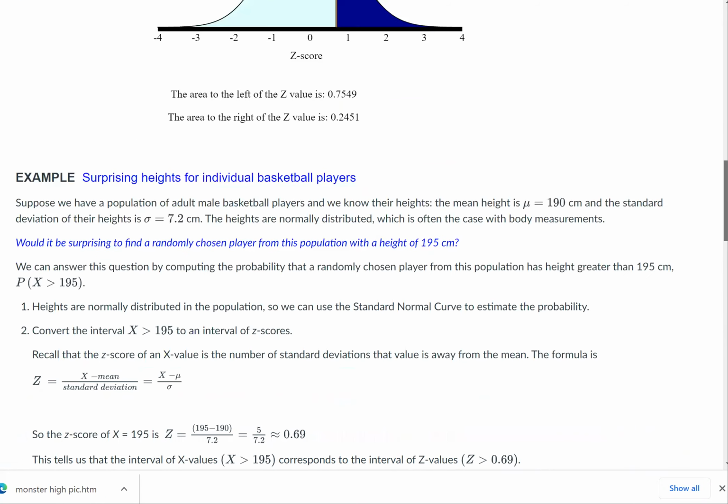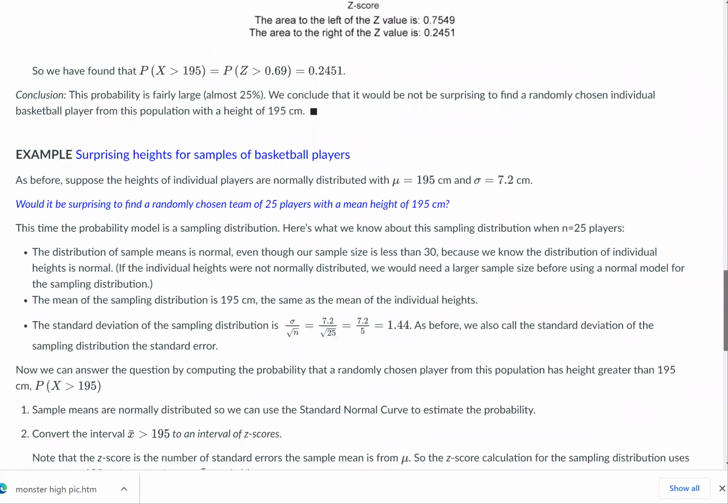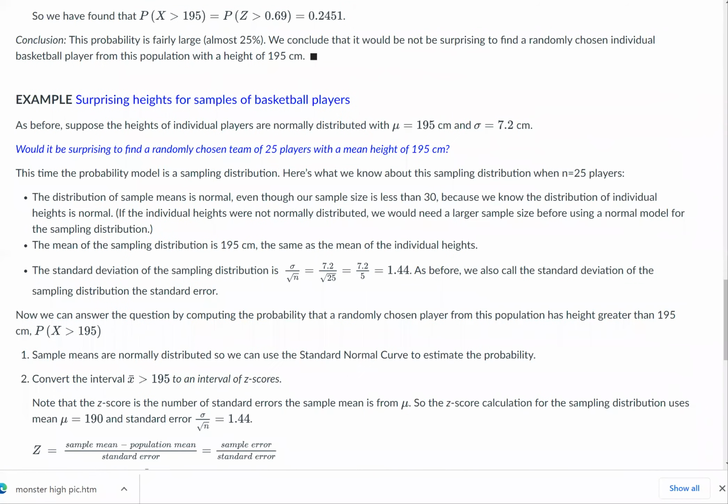Okay, we'll bring that down to where we are here. As they say here, we found that the probability that x is greater than 195 is the same as the probability that a z-score will be greater than 0.69, and we found that to be, by using the applet, 0.2451. In conclusion, this probability is fairly large, almost 25%. If you change that 0.2451 to a percent and round it, we conclude that it would not be surprising to find a randomly chosen individual basketball player from this population with a height of 195 centimeters.